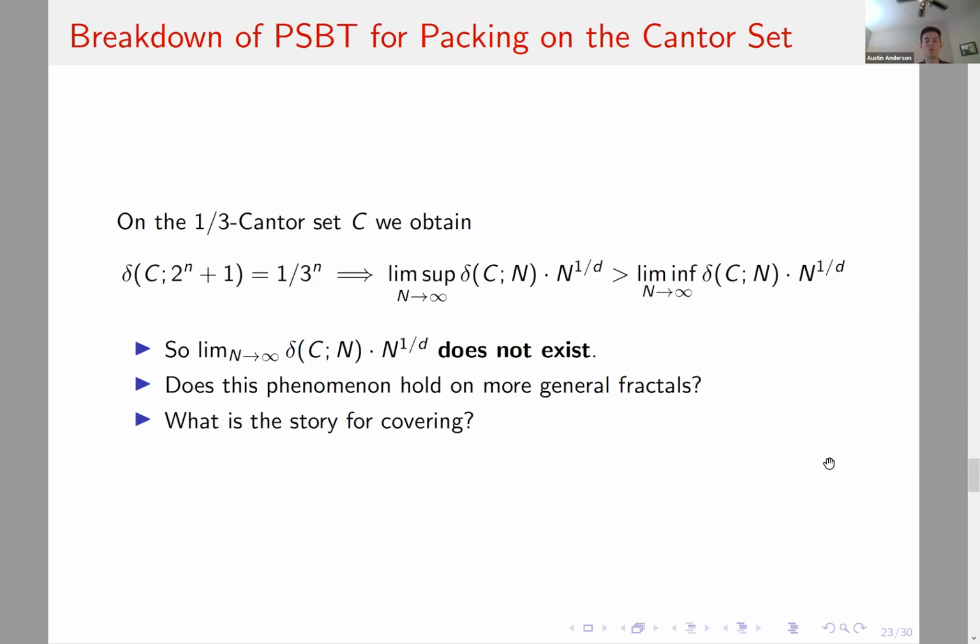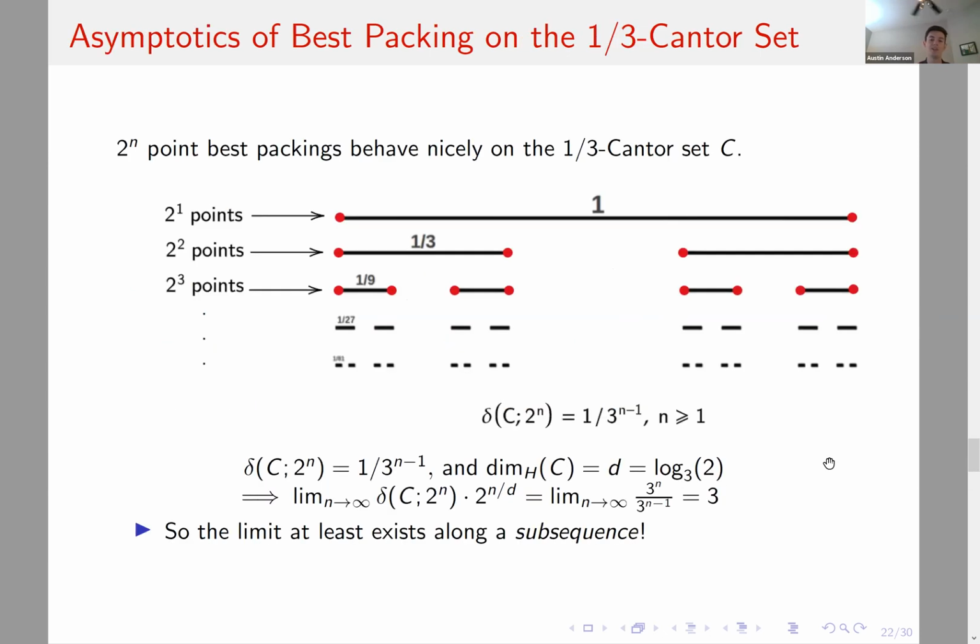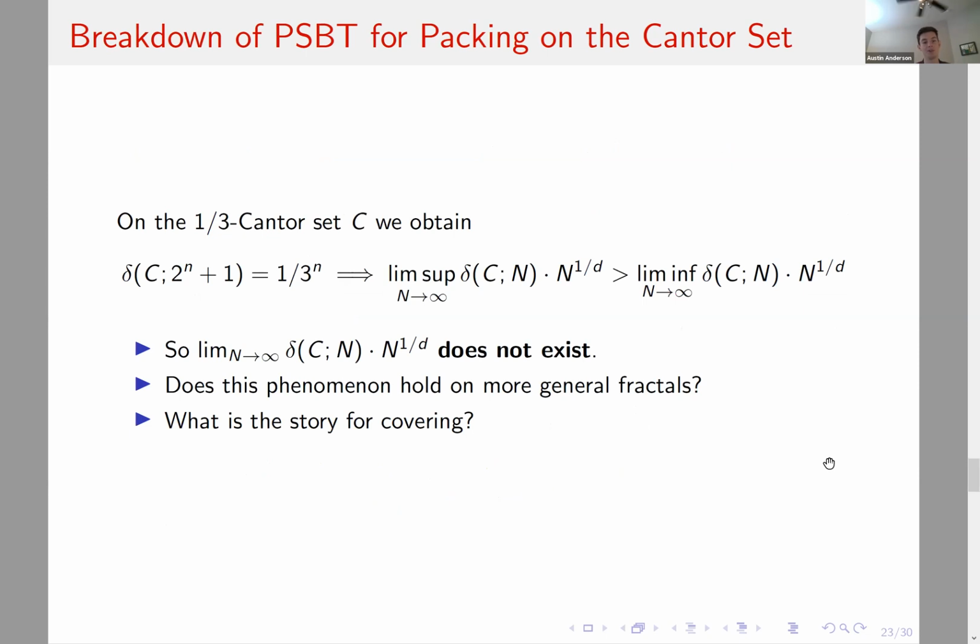And the way that we show that the poppy seed bagel theorem, or at least the existence of this asymptote, ultimately breaks down for packing on the Cantor set is by considering a second subsequence where we add 1 extra point to each of those 2 to the n point configurations. And essentially a pigeonhole argument reveals that you can't introduce an extra point at any of these iterations without multiplying the best packing by a factor of 1/3. So you scale it down by an entire jump of 1/3 every time you add that additional point, although asymptotically 2 to the n plus 1 and 2 to the n are indistinguishable. So what this tells us then is that we get a separation between the lim sup and the lim inf in this case. So the limit overall does not exist.